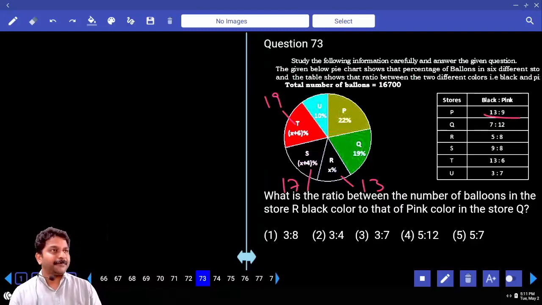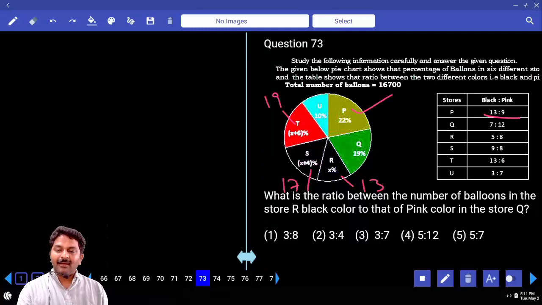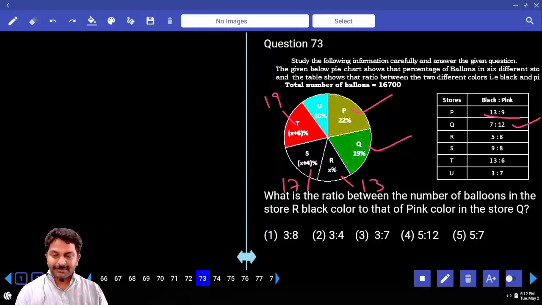Observe the ratio here. First P. What percent do we have? How many parts are there? 1 part, 1 percentage. Next Q, 19%. How many parts are there? 1 part, 1%. R.